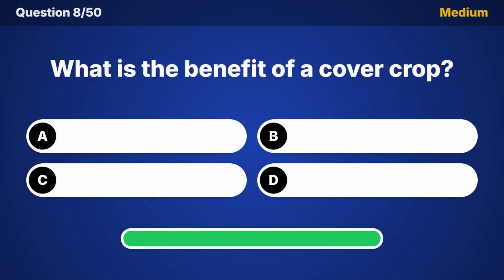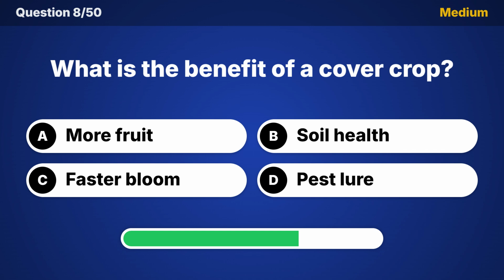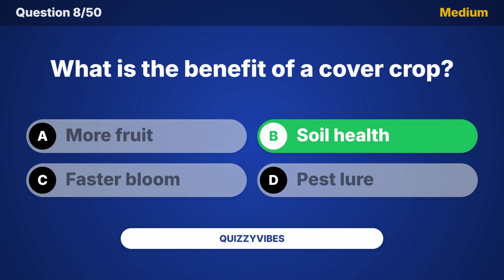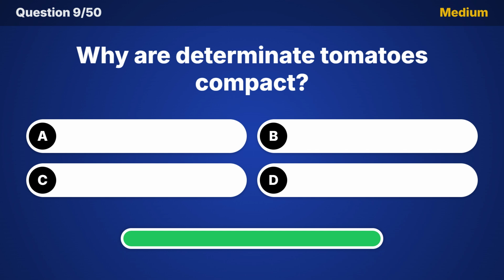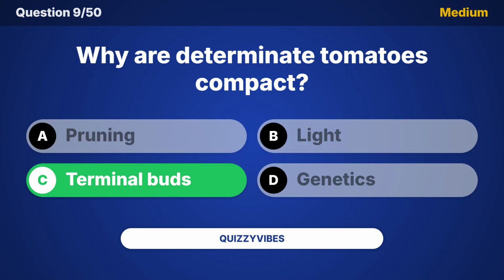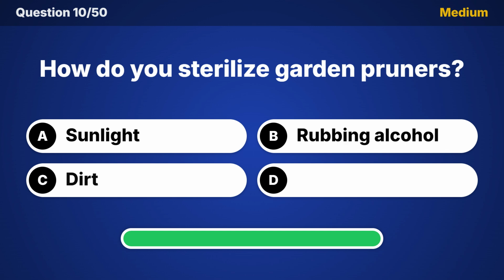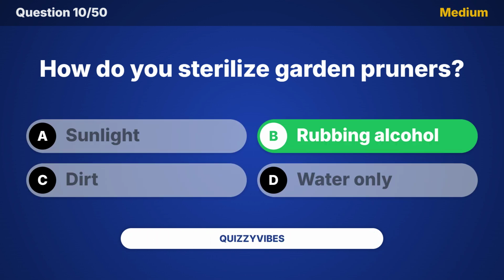What is the benefit of a cover crop? Answer: soil health. Why are determinate tomatoes compact? The answer is terminal buds. How do you sterilize garden pruners? Here is the answer: rubbing alcohol.